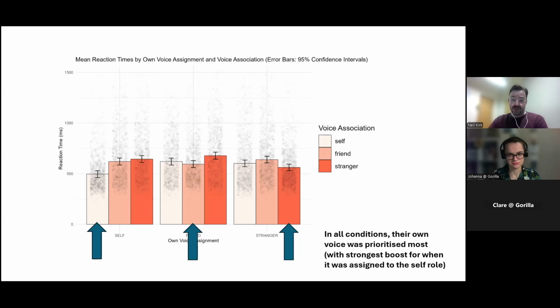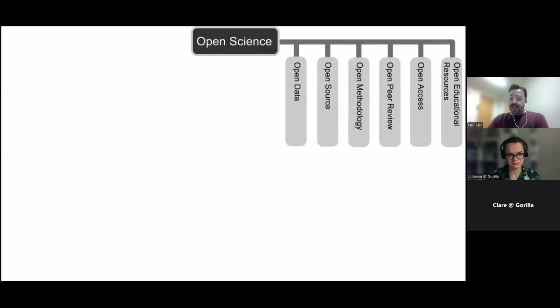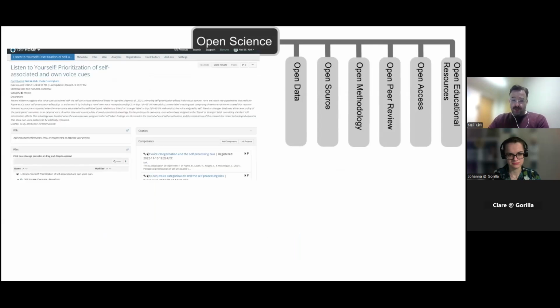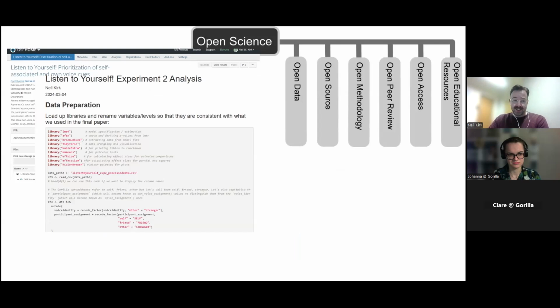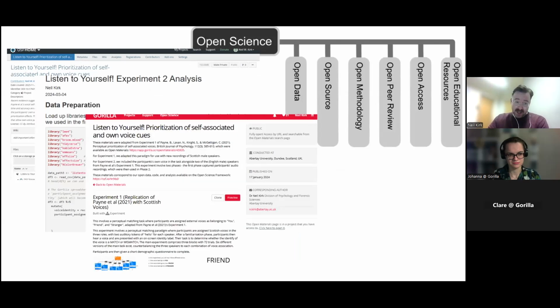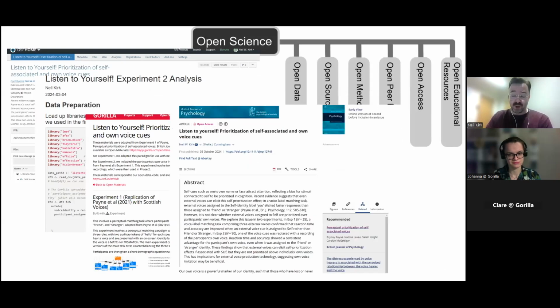The technology is there. So again, in terms of open science, I've got a project page where you can access the pre-registrations, you can access the data. I've made my code available. I've made the tasks available on Gorilla Open Materials. And again, we actually published in the same journal as Payne et al. So it's open access, British Journal of Psychology.